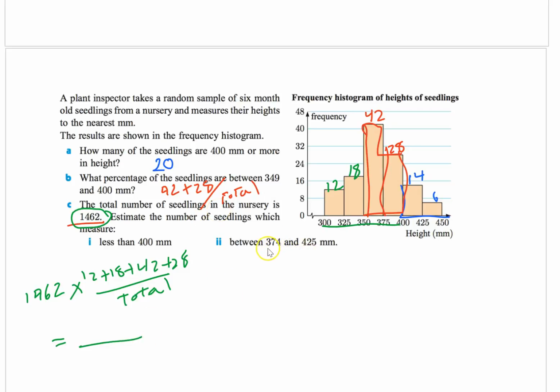We can do the same thing with this one, between 374 and 425. You're adding these two essentially. So it'll be 28 plus 14 over the total. And then again, that'll give you a percentage. You can just multiply that by the total number, 1462. That'll give you a nice rough estimate. That's kind of the general idea.